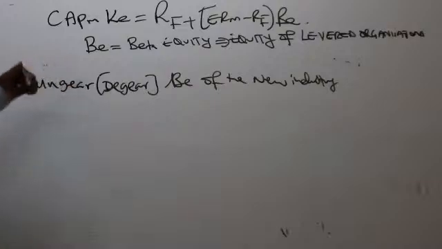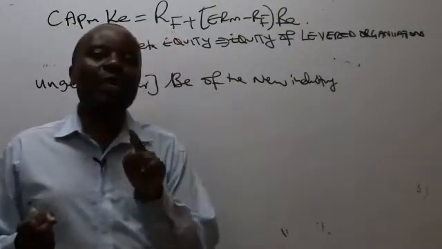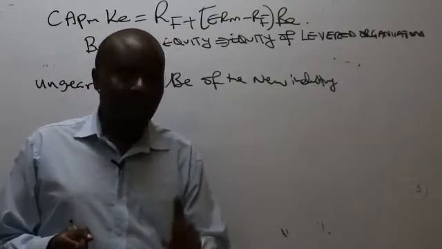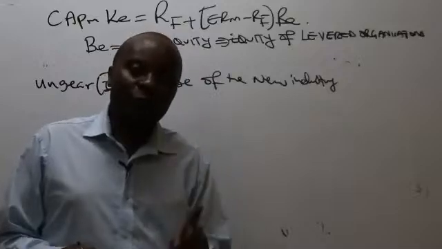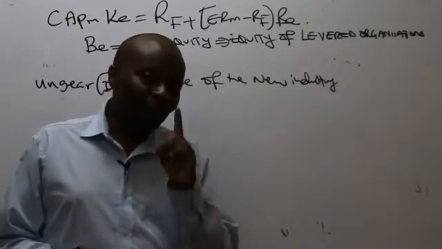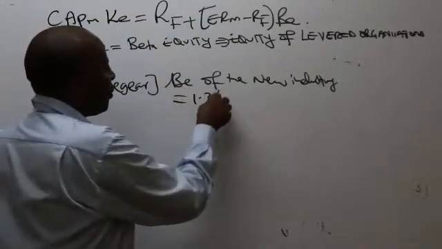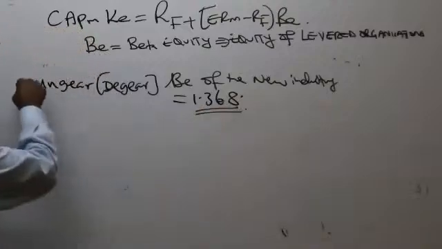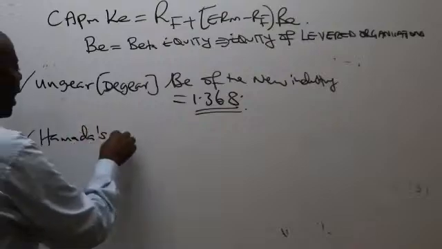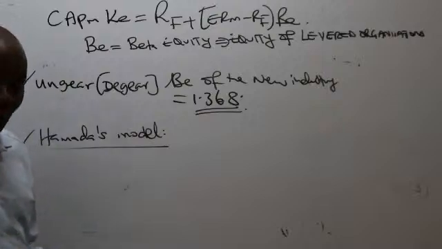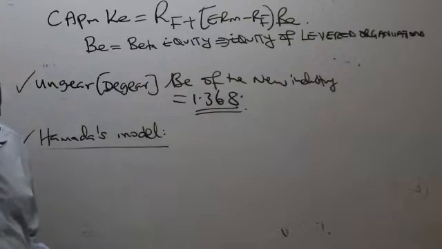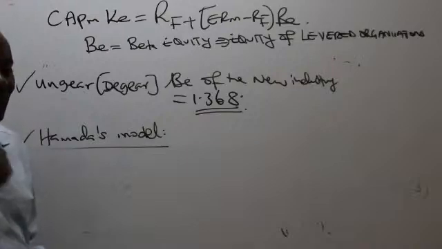Every time you want to use Hamada's model and the examiner has given you two beta equities, one specific to the firm and another for the industry, we always go for ungearing the beta equity of the industry, which in this case is 1.368. So remember how Hamada's model works. Hamada's model is quite an interesting one, and that is why most of us have forgotten the formula. And this is the last time I'm doing these Hamada's things. I've really talked about this Hamada's model for so long. So is there anybody who is able to remind us the Hamada's equation?